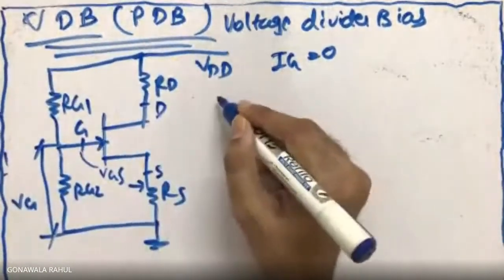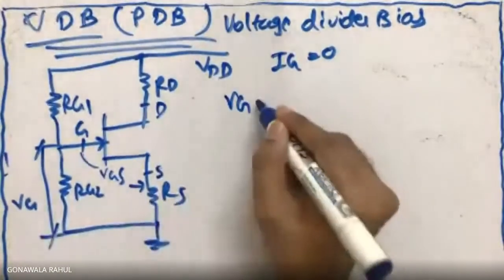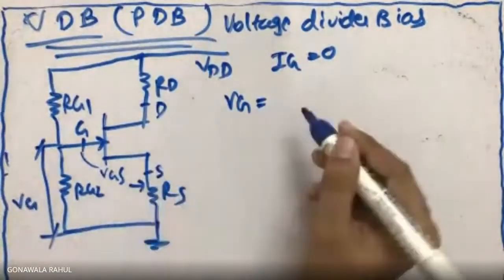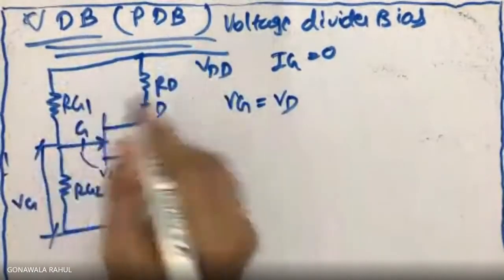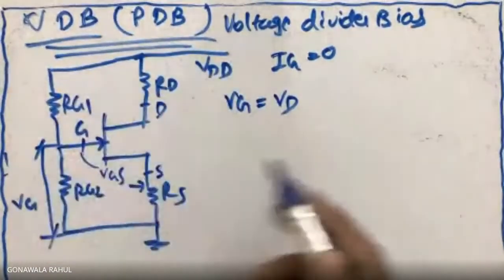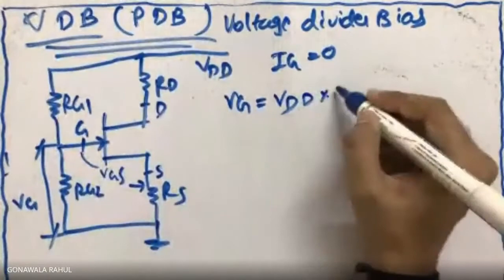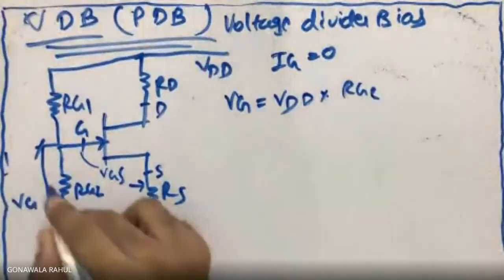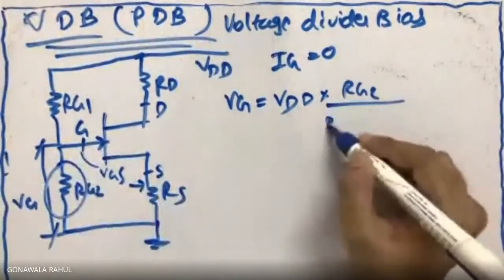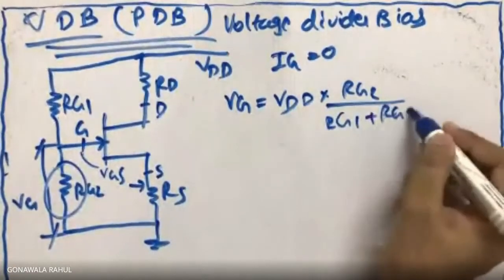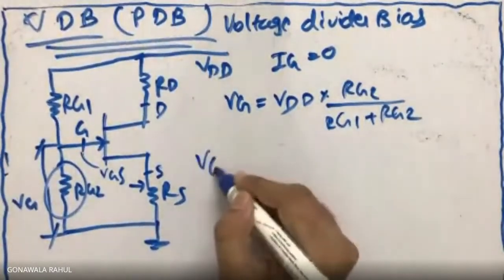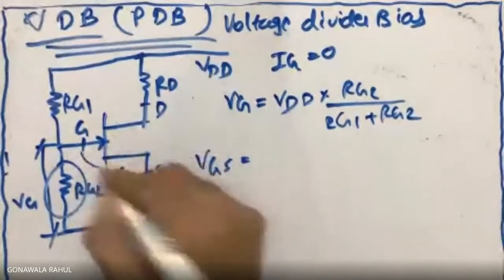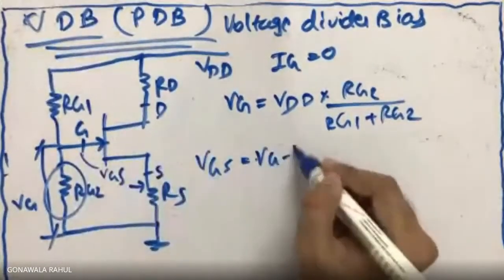So as per the potential divider rule, VG is equal to VDD into RG2 upon RG1 plus RG2, that is the total resistance. And VGS, as we know, is VG minus VS.